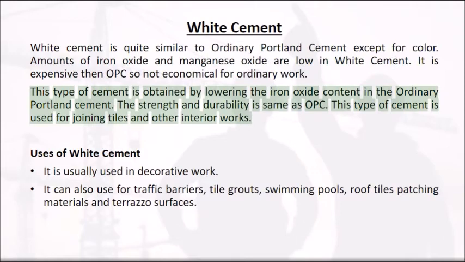This type of cement is obtained by lowering the iron oxide content in ordinary Portland cement. The strength and durability are the same as OPC. This type of cement is used for joining tiles and other interior works.